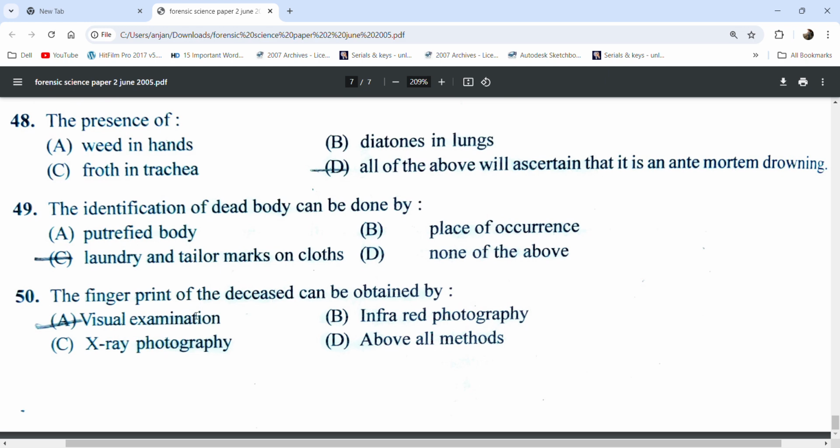The identification of the dead body can be done by laundry and tailor marks on cloth. The fingerprint of the deceased can be obtained by visual examination.